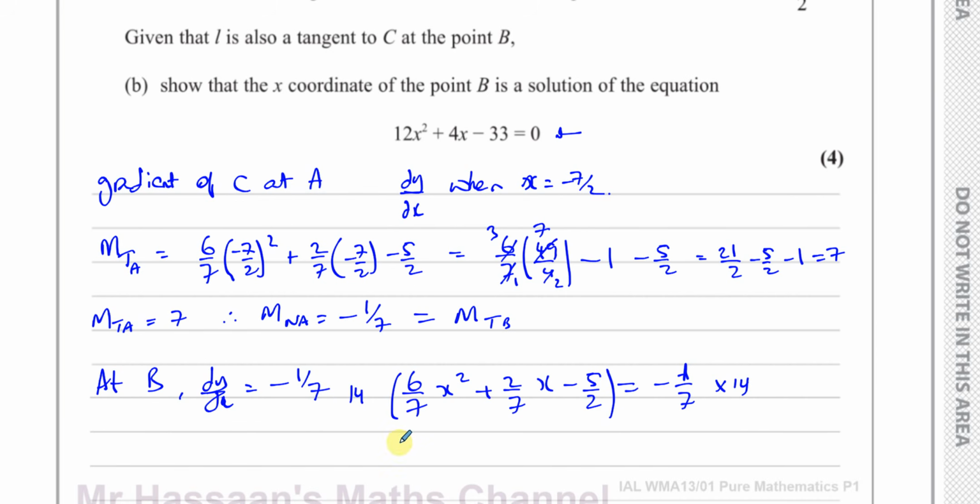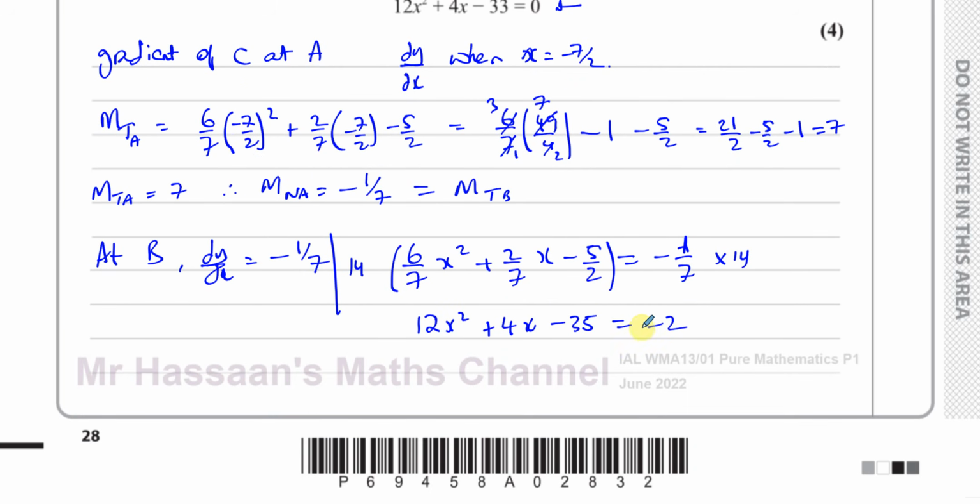So 14 times 6 over 7, the 7 and the 14 cancel, leaving you with 2. 2 sixes are 12, so you've got 12x squared, and 14 times 2 over 7 gives you plus 4x, because 7 cancels, leaving you 2, and 2 times 2 is 4. And 14 times minus 5 over 2, 2 cancels with 14, leaving you 7. 7 times minus 5 is negative 35, and minus 1 over 7 times 14 is negative 2. So now we have to show this equals 0, so I have to add 2 to both sides. So I'm left with 12x squared plus 4x minus 35 plus 2, which is negative 33, equals 0.